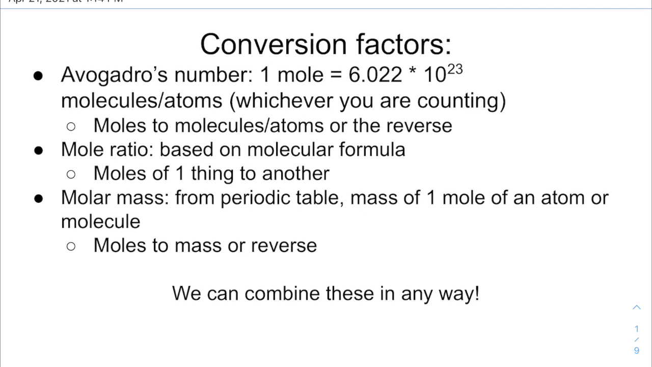The first one we talked about was Avogadro's number. So this is where we learned that 1 mole is equal to 6.022 times 10 to the 23rd of either molecules or atoms. It just depends on whichever you are counting. This conversion factor allows us to go from moles to molecules or atoms, or from molecules and atoms to moles. So it can be either way.